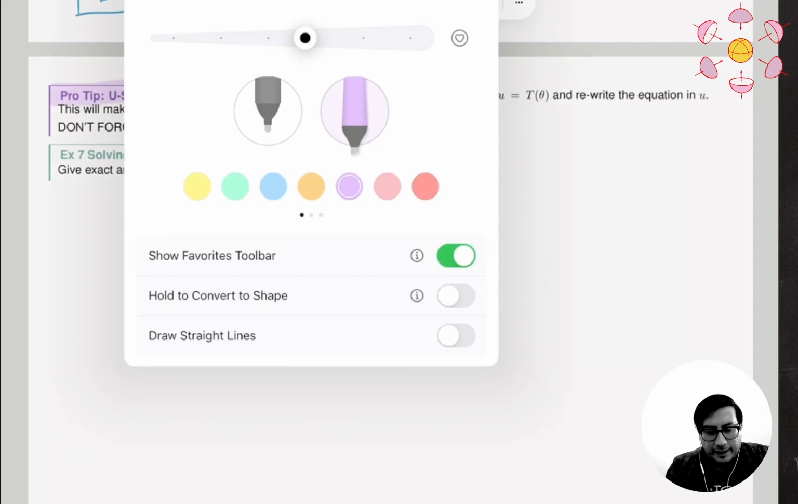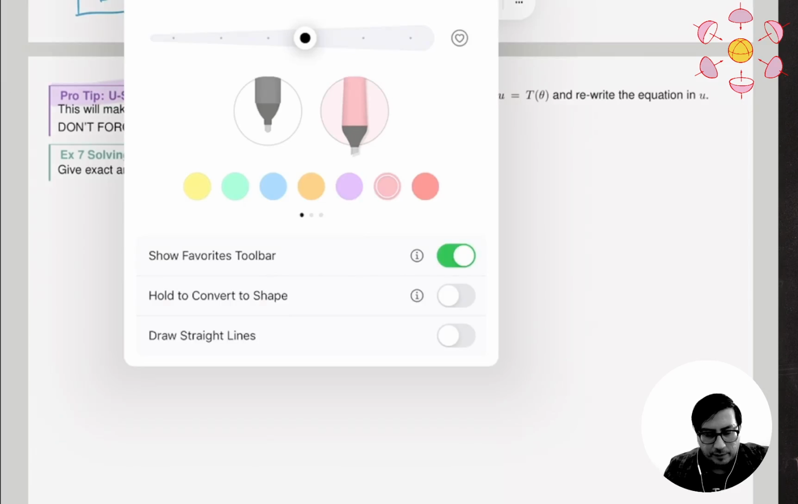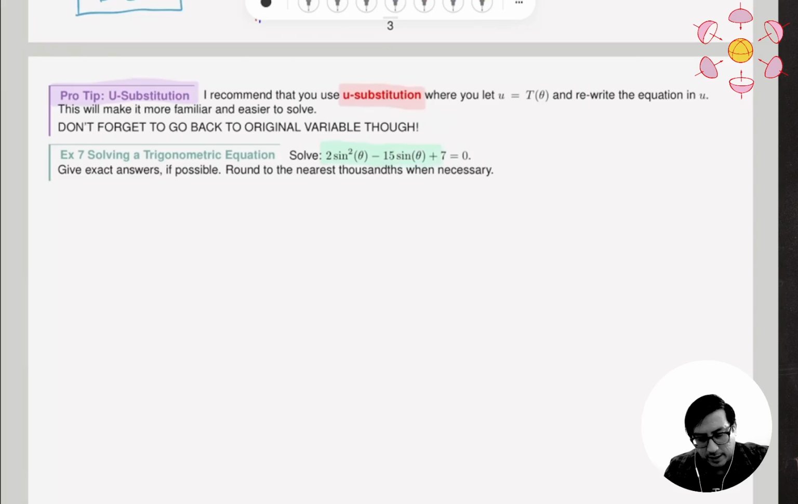So I'm going to call this U substitution. So what is it? I recommend you use U substitution where we're going to rewrite the equation in U. If you've never learned this technique, you're going to use it a lot in calculus, but it's a technique pretty much from algebra. So here's what we're going to do. Let's look at the problem we're going to try to solve, and I'll explain the technique of U substitution as we solve this problem.